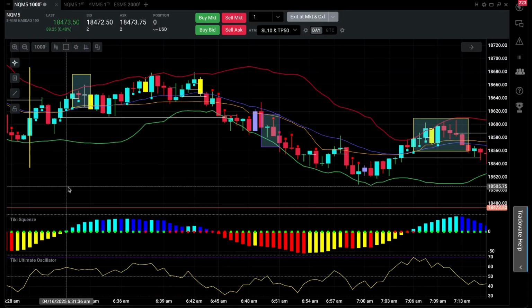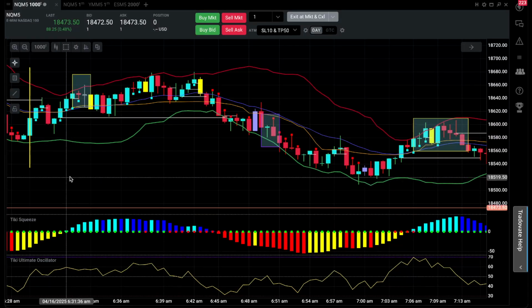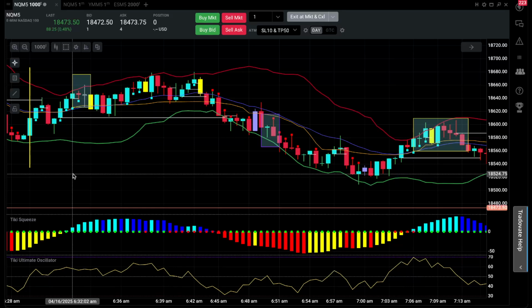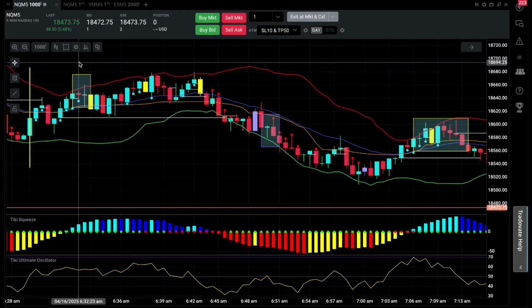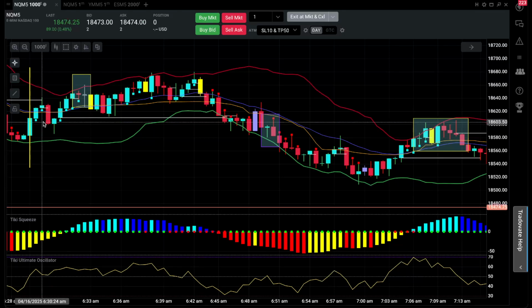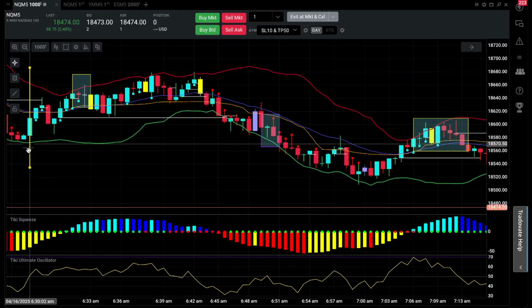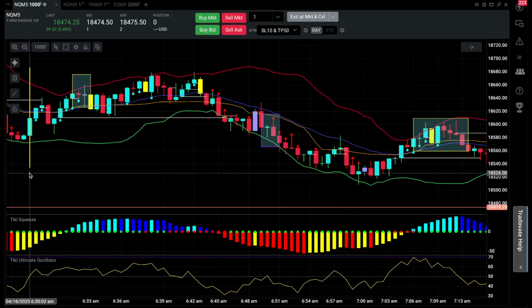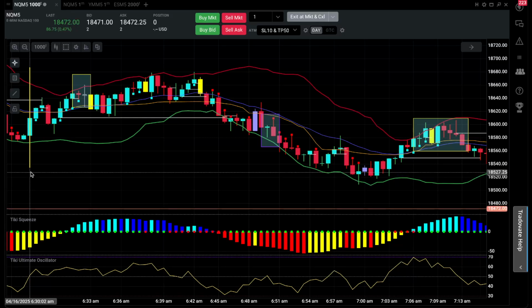Okay, this is your daily review for trading NQ futures for Wednesday, April 16th. This is Tradovate. This is a 1000 tick chart. And this vertical line here is the start of the New York session. It says 6:30 in the morning if you look at the bottom of my screen. I'm on the West Coast, so 9:30 a.m. Eastern time is 6:30 my time.